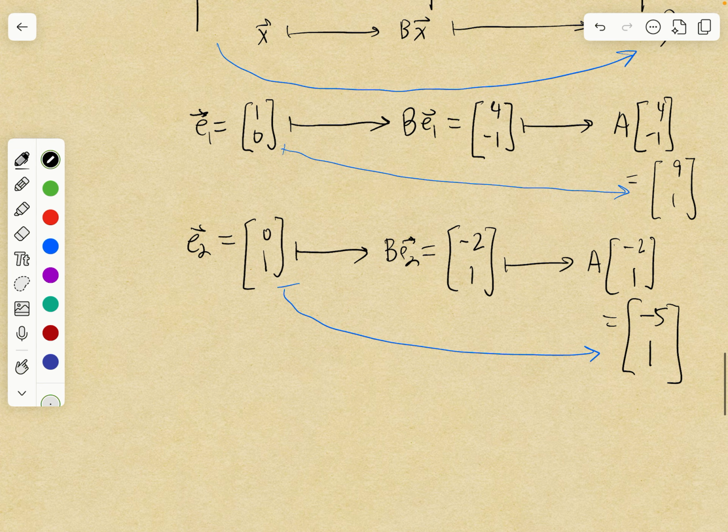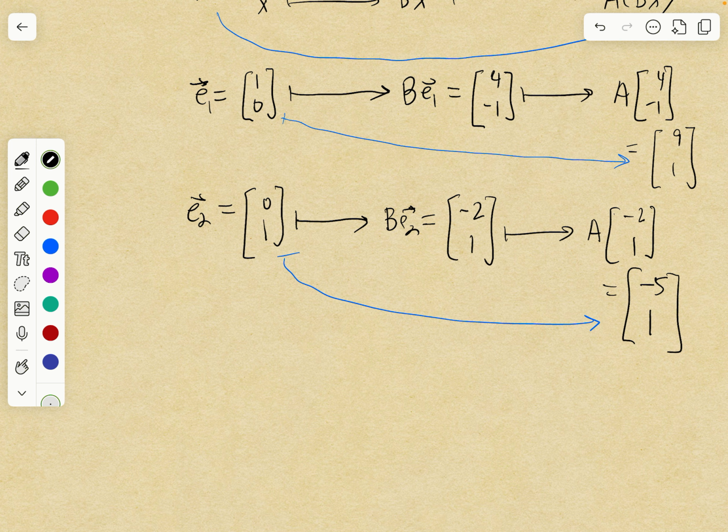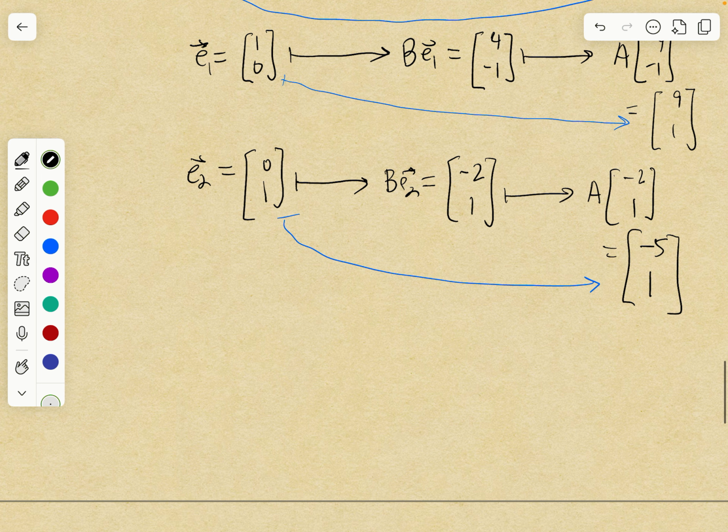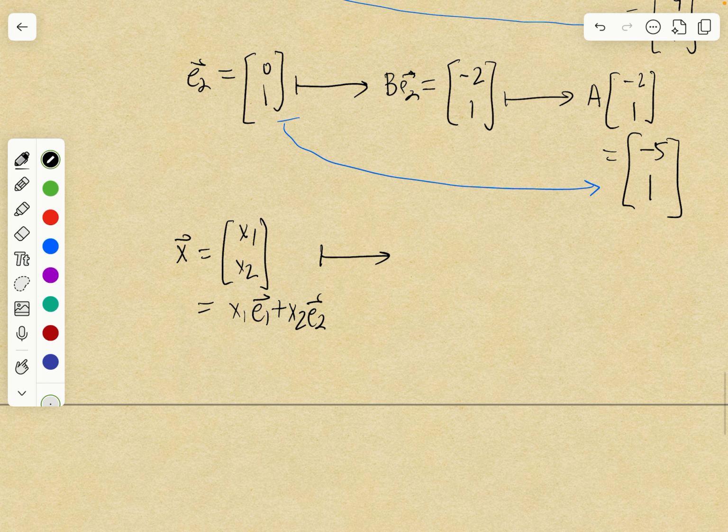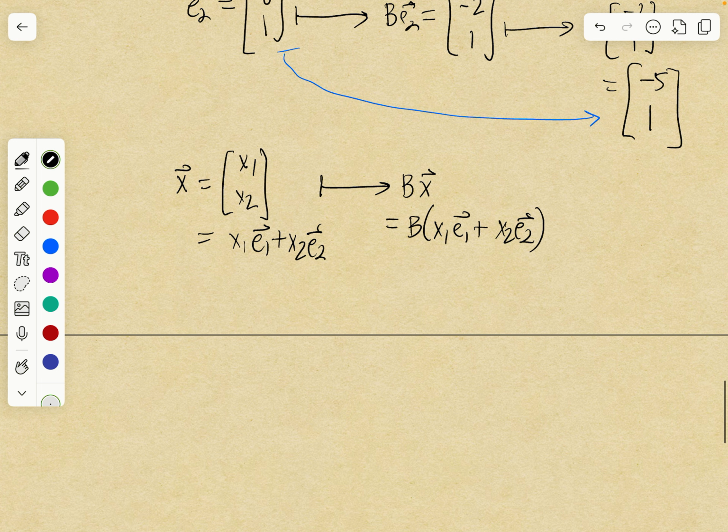Let's see what happens. It's going to map (1, 0) to (9, 1) and (0, 1) to (-5, 1). Where is it going to send a linear combination? Let's say I have this random vector x, which is (x1, x2). Well, this is equal to x1 e1 plus x2 e2, right? So this is going to go to B times x, and this is equal to B times (x1 e1 plus x2 e2). And now by linearity, this is x1 B e1 plus x2 times B times e2.